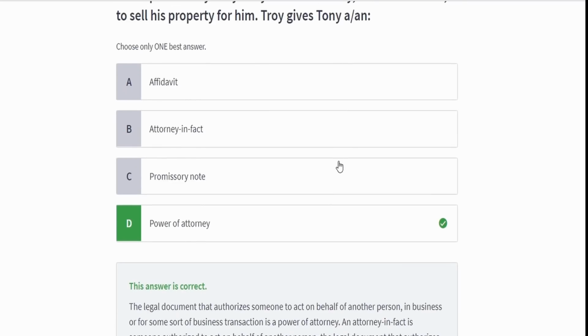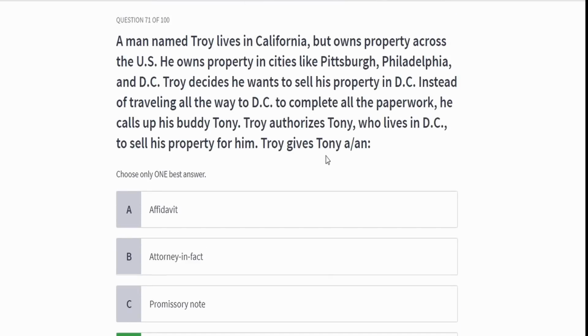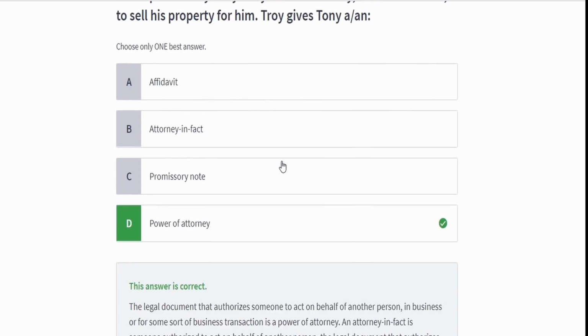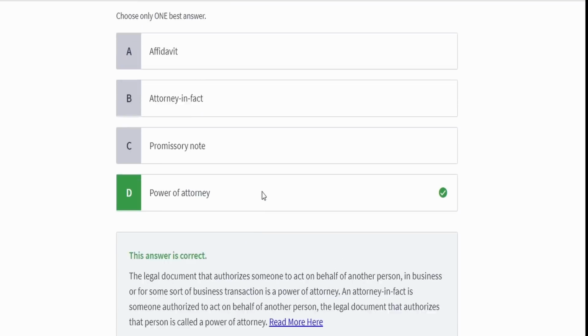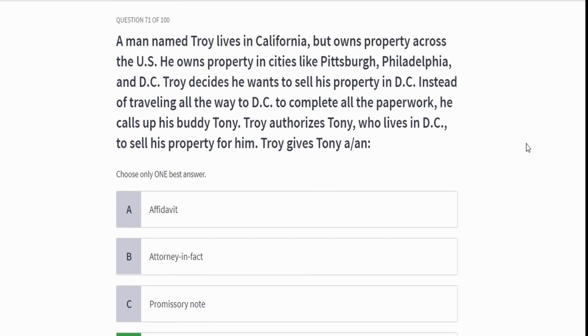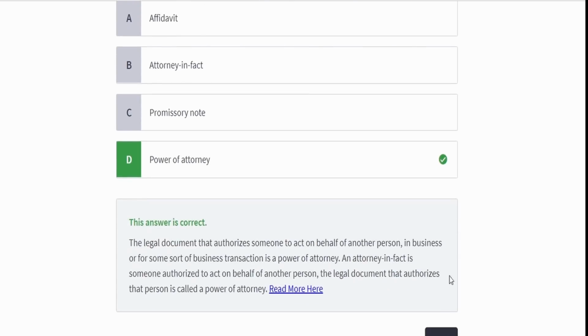Because then the answer would be he's acting as an attorney-in-fact. But no, we're talking about the legal document. What is he giving him? What document is this? He doesn't give him an attorney-in-fact. That wouldn't make any sense. He gives him power of attorney. So he gives him the legal document that authorizes him to become the attorney-in-fact. Does that make sense? Hopefully. But with those ones, just be careful with the language, guys. Read the question all the way through. Read it slowly. Make sure you realize what the question is asking and then really dissect the question, and then think about what the potential answer is going to be. So yeah, D, power of attorney.